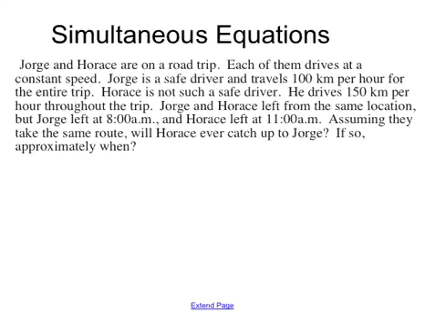So here's Jorge and Horace, and they're going on a road trip. They're driving somewhere at a constant speed. That's an important piece of information because that's going to help us model this later.